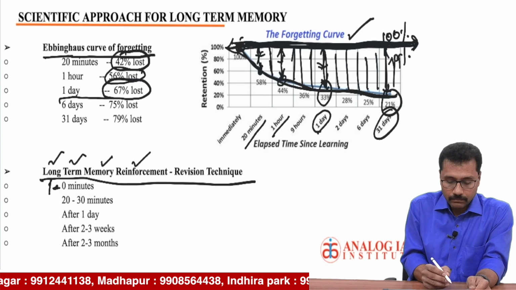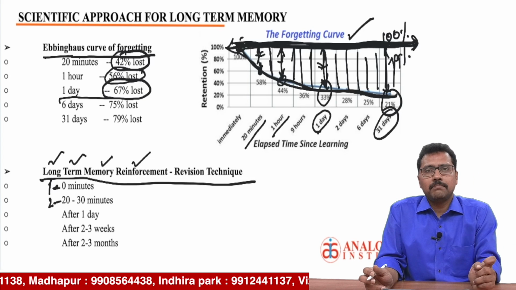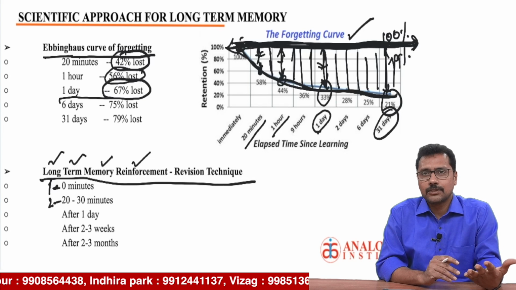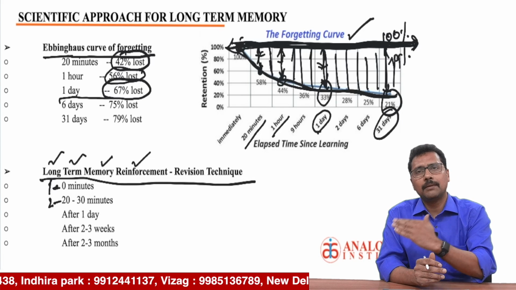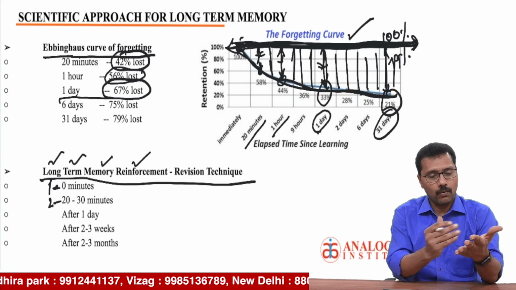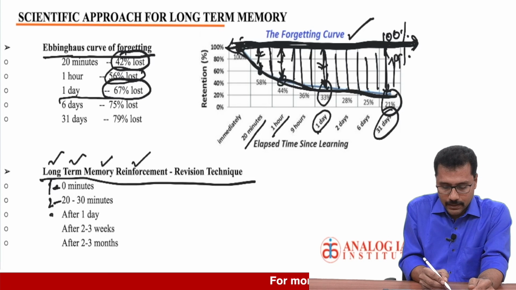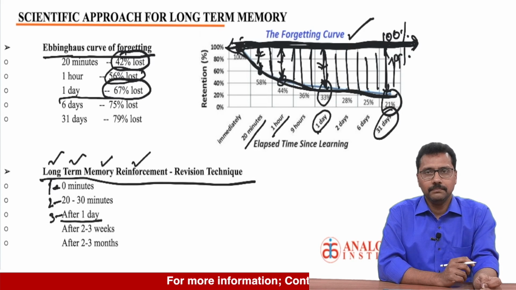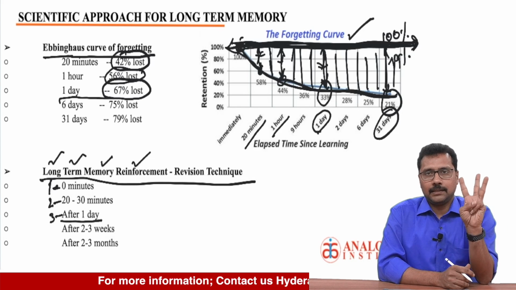First revision. The second one is 20 to 30 minutes. That means within half an hour, try to revise it again. Suppose after the class got completed, you go home or to your hostel, or to a library or a study room. Then once more, a second time, you revise it. The third one comes after 1 day. That means after 24 hours, revise for the third time.